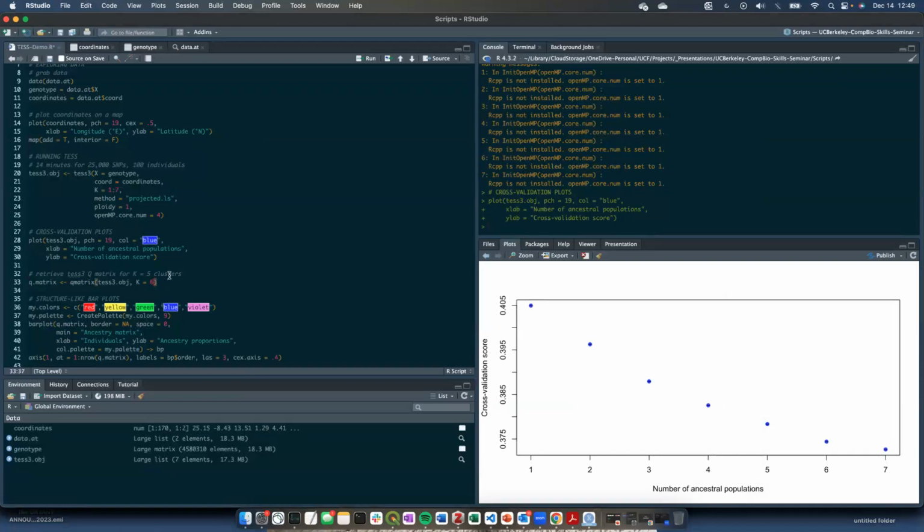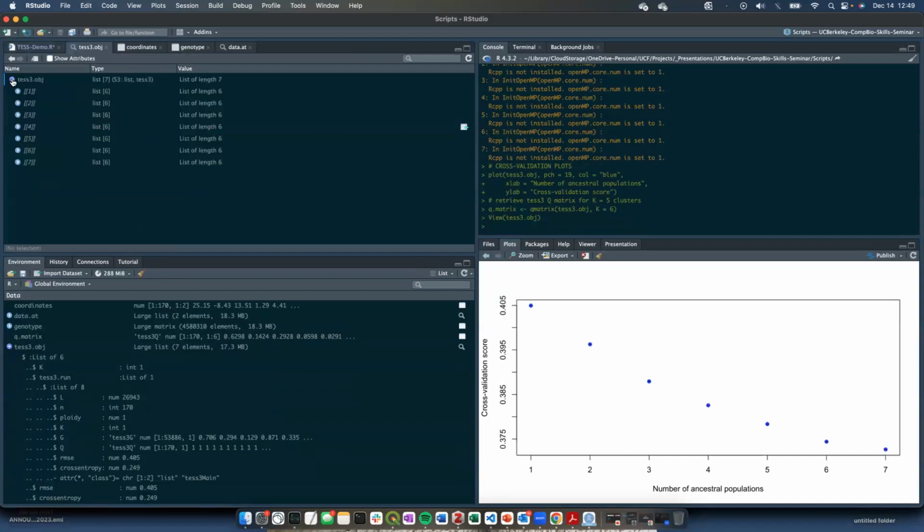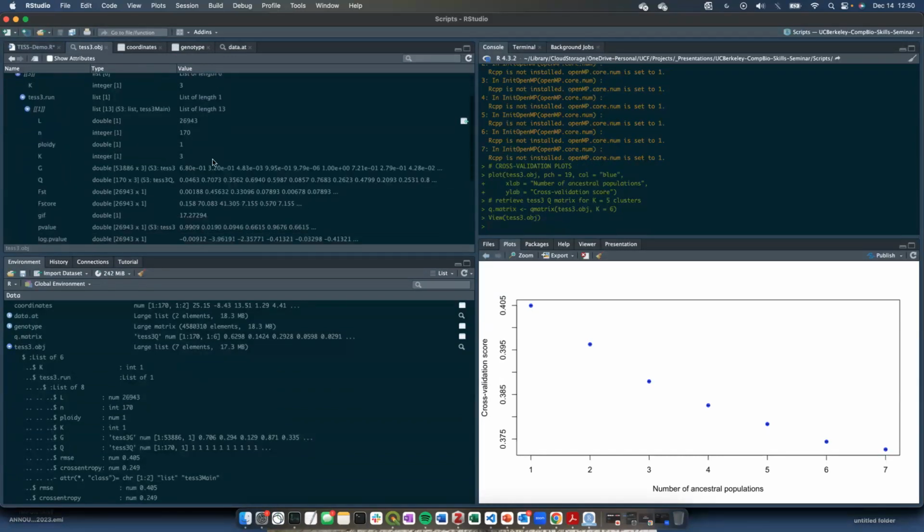So now we're going to retrieve data from our Q matrix, which is generated by TESS. And so really quick, let's just take a look at that. So this test3.object was generated by TESS, which is a large list. And if we take a look at it, it has our 1 through 7 potential numbers of Ks that we've analyzed. And so each of these Ks, for example, let's choose the 3, we have our number of populations, which is 3 ancestral populations. And then we have our cross entropy and our cross validation scores. And then we have the actual data that went into it.